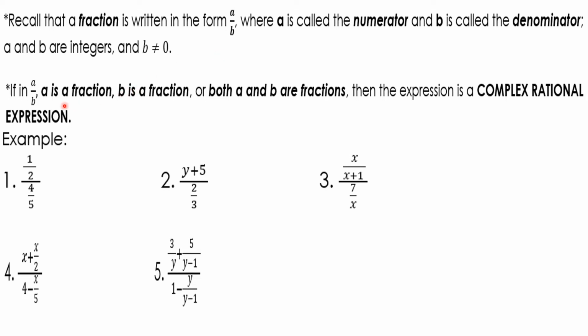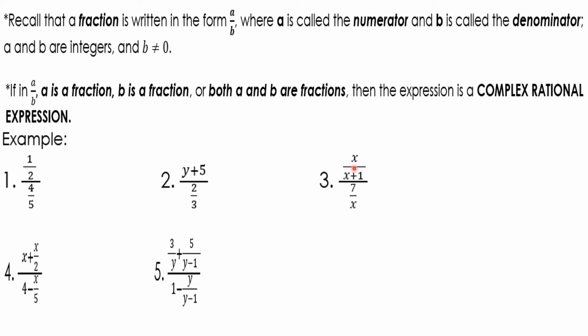If in a over b, a is a fraction, b is a fraction, or both a and b are fractions, so if our numerator and denominator are both fractions, then the expression is a complex rational expression. So we have here an example number 1, 1/2 all over 4 fifths. And we have here number 2, which is y plus 5 all over 2/3.